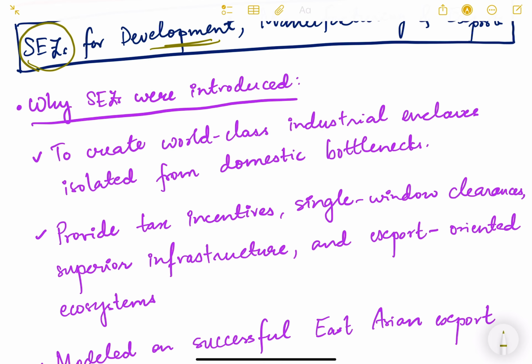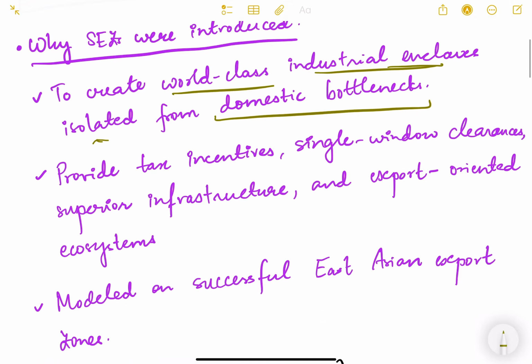So first of all, let us study why SEZs were introduced, the rationale behind it. To create world-class industrial enclaves isolated from domestic bottlenecks. This is basically a cluster where you are providing world-class infrastructure, with all the laboratories, with physical infrastructure like buildings, roads, electricity, water supply. This special world-class infrastructure, these industrial enclaves, are called SEZs. And they also provide some tax incentives. So whoever is operating within that SEZ gets some tax benefits.